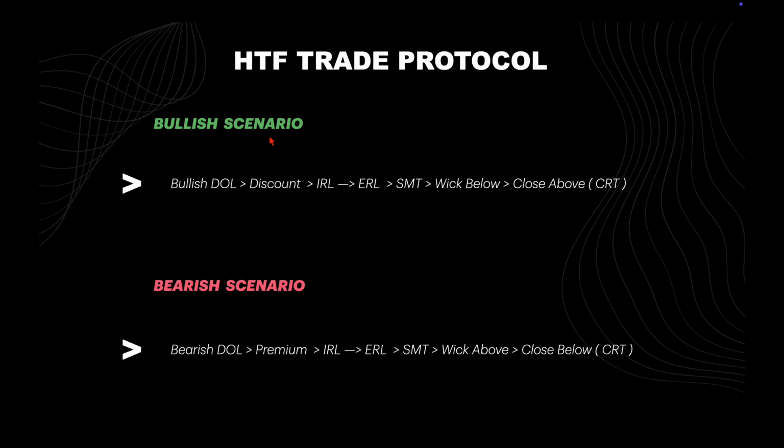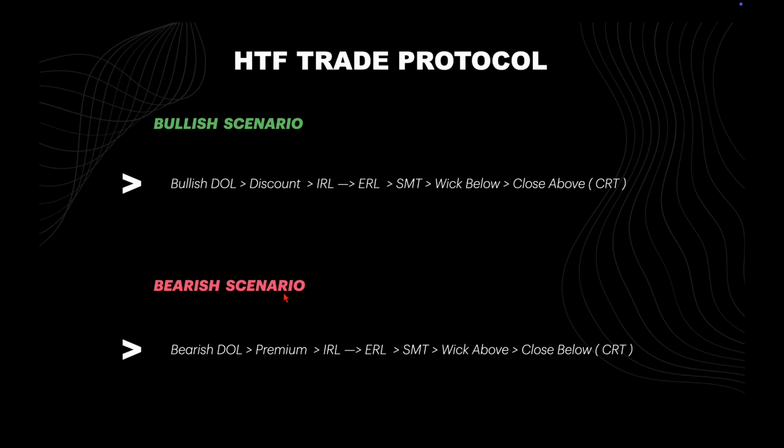For a bullish scenario, we need to look for bullish draw on liquidity, then always mark out the premium and discount for the range, and we want to be in discount of that range. Then look for internal range liquidity pool for our draw to go higher into external range liquidity. And inside that internal range liquidity and discount, we need to see SMT form. This is very important. In this discount area, we want to see a wick below and the body close inside the previous candle.